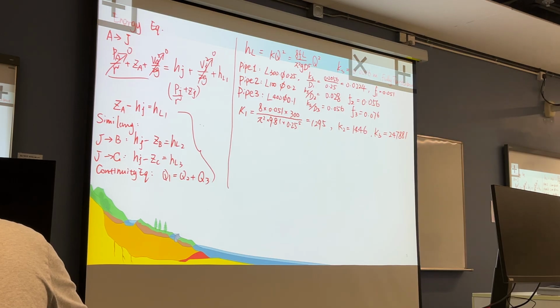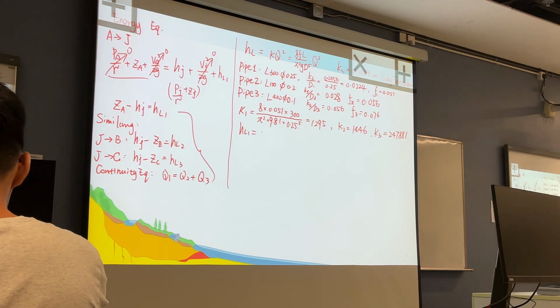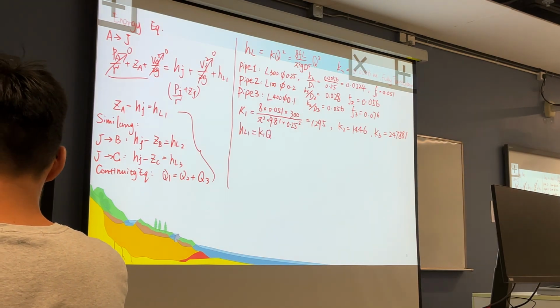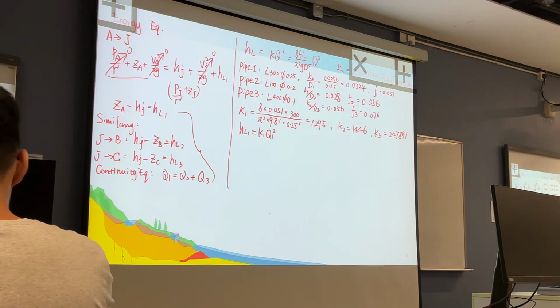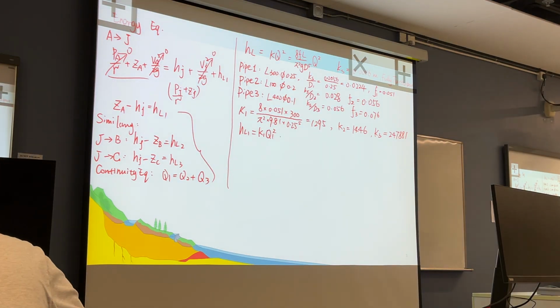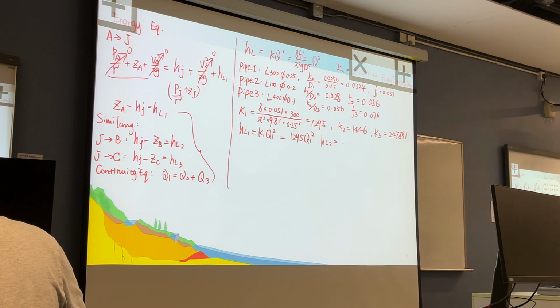That means the head loss in pipe 1 is equal to K1 Q1 squared, that means it is equal to 1295 Q1 squared. HL2 is equal to 1446 Q2 squared. HL3 is equal to 247,881 Q3 squared.